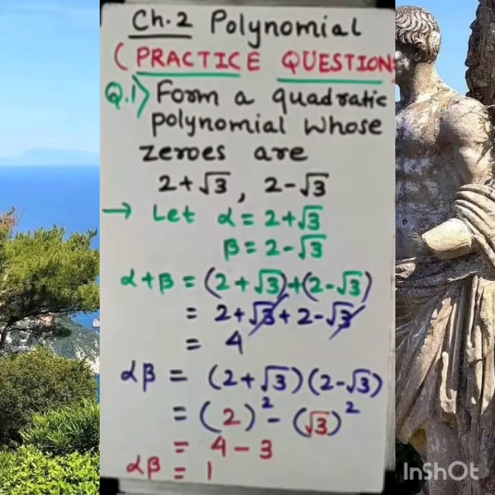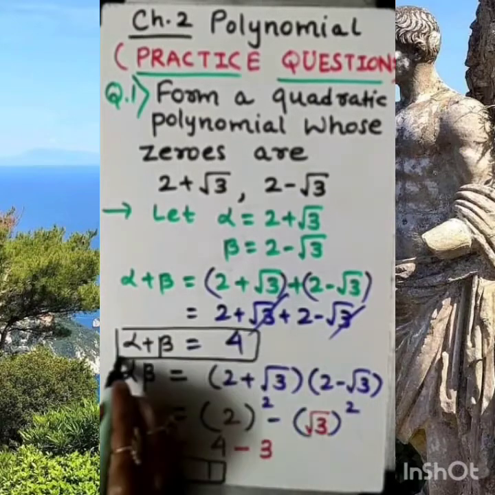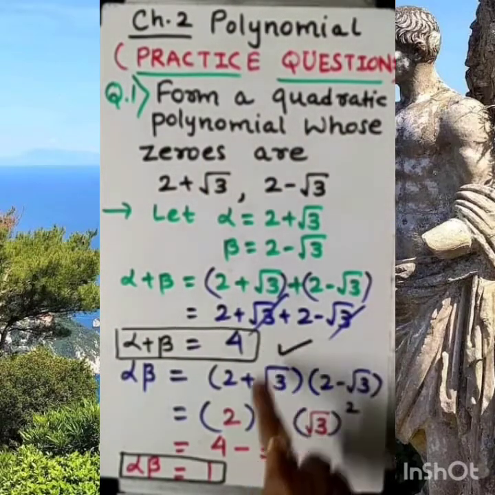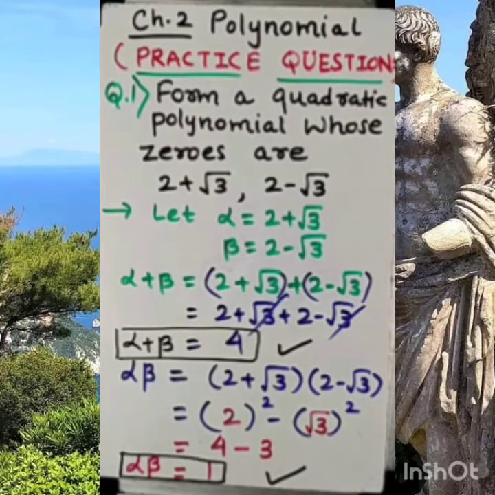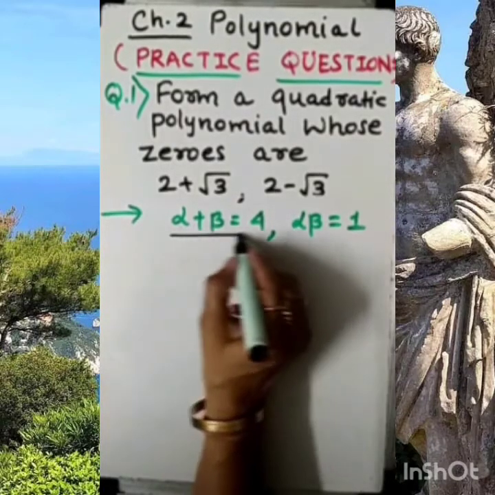So my dear student, two results are with us which are very important. Alpha plus beta, the sum of the two zeros, is coming 4, and alpha beta, the product of two zeros, is coming 1. But according to the question, we need to form a quadratic polynomial. So let's see how to form it using these two details.